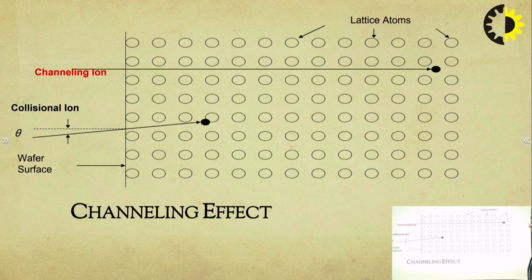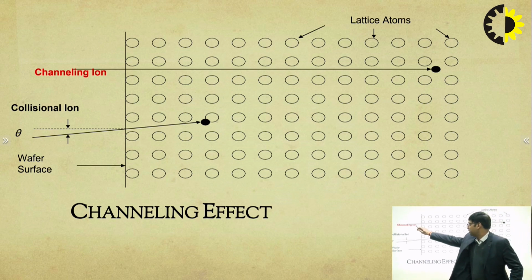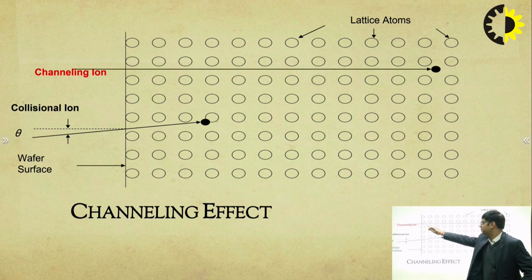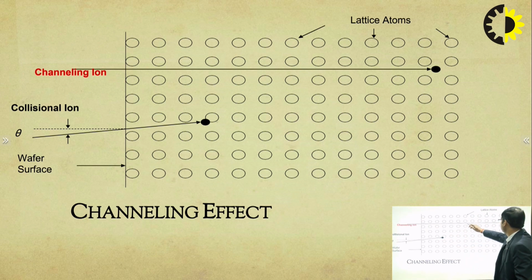Another figure, please see. This is our dopant ion, which we name channeling ion. Channeling means it is not encountering any silicon atom in its path, and it has traveled to the end of the wafer without encountering any silicon atom.